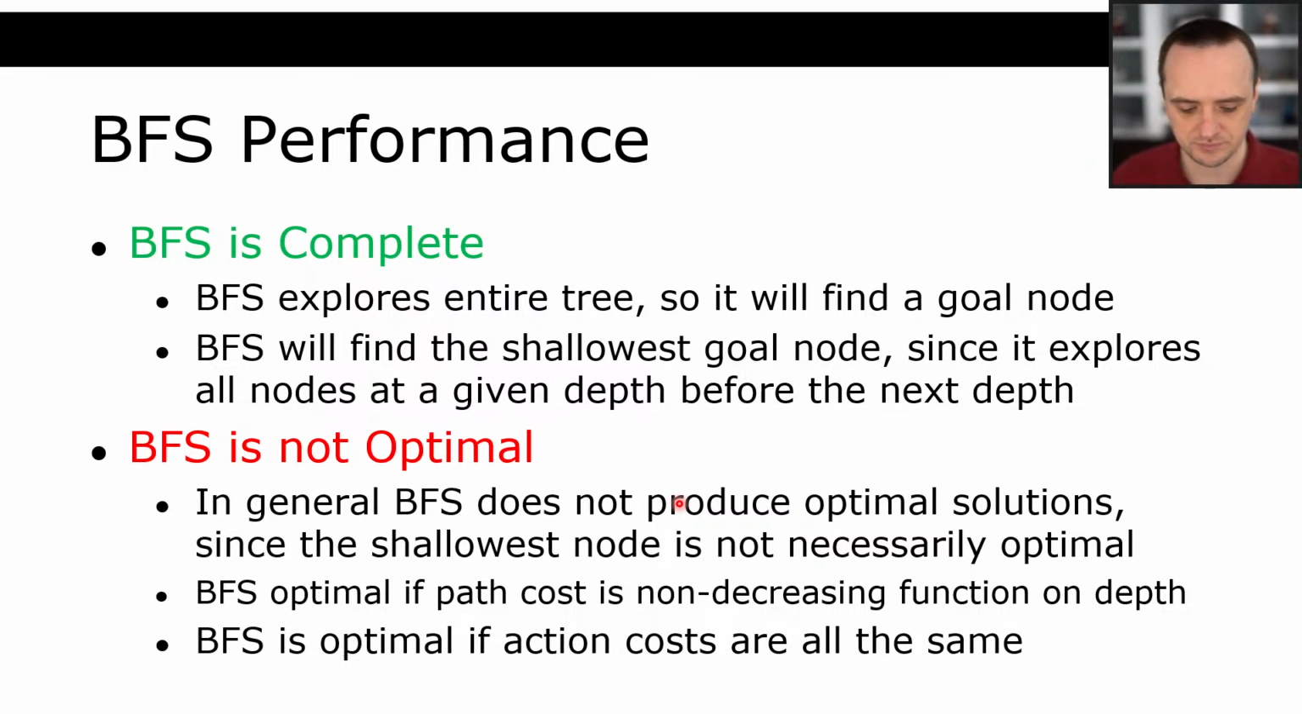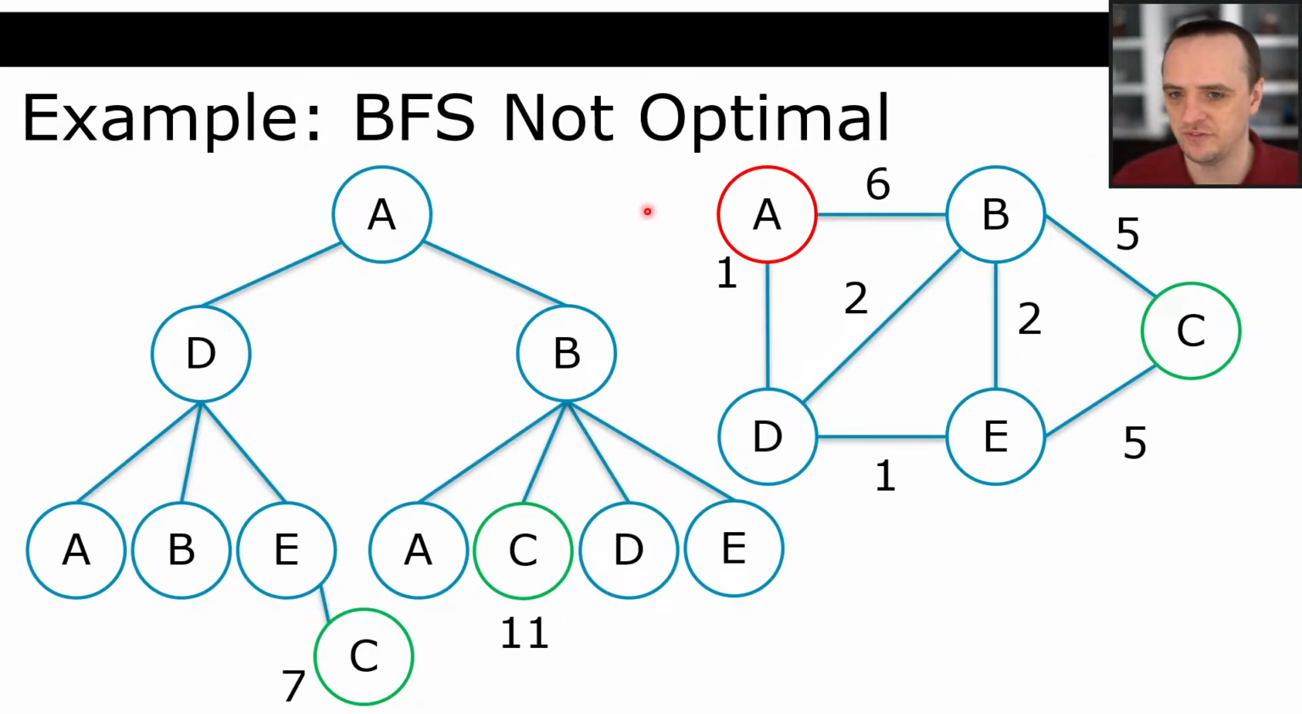So here we go. Here's an example of BFS not being optimal. In this example that we gave before, BFS is going to find the goal state C by going from A to B to C, right? So it's going to find the minimum depth, meaning the least number of actions. But as we can see, going from A to B to C costs 11, but going A, D, E, C costs 7. And so it's not the optimal path, it's just the fewest amount of actions path, or the shallowest path.